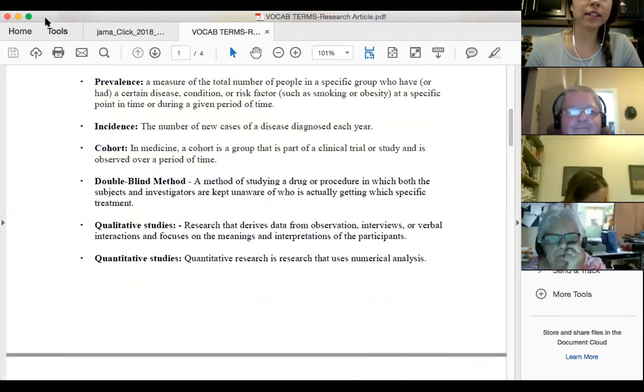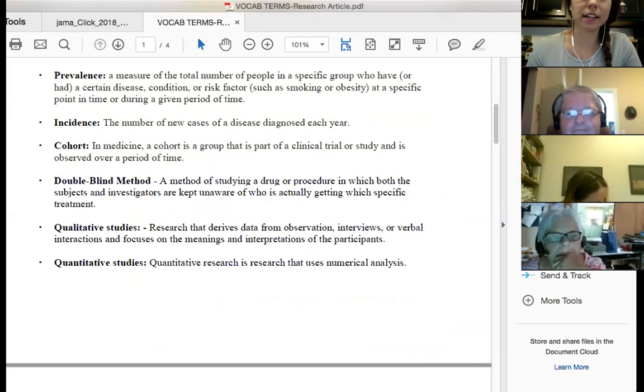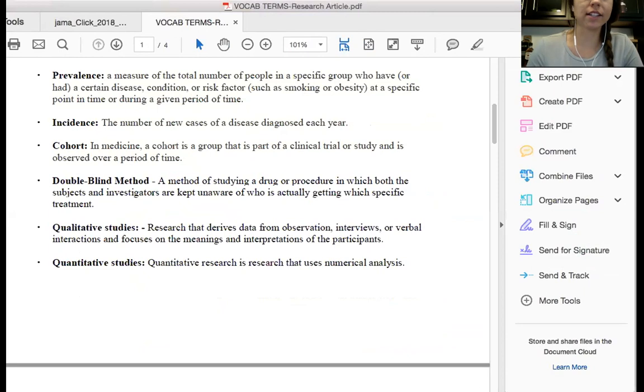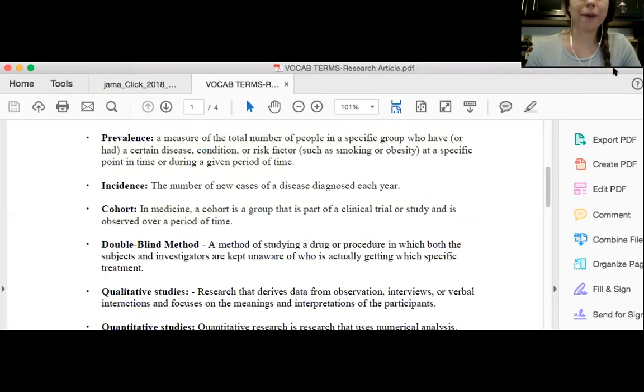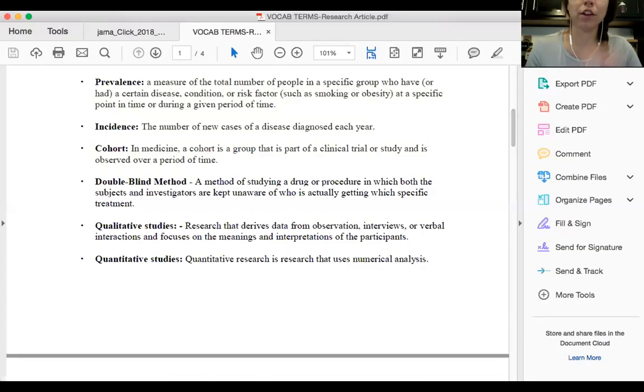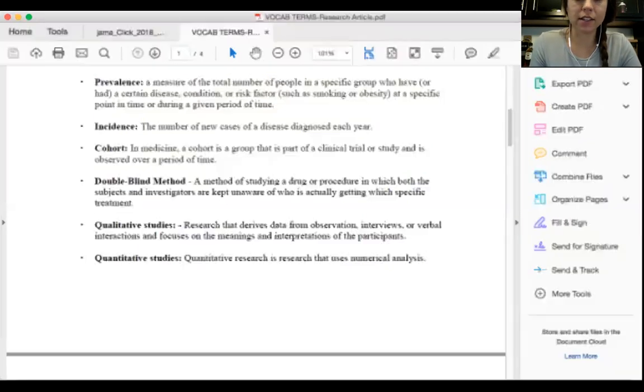So incidence is basically the number of new cases that are diagnosed each year. So if you were to look back at 2009, the incidence would be how many new cases were developed in 2009. Mortality is how many people died from the disease. So here they're looking at, I can bring it back up.